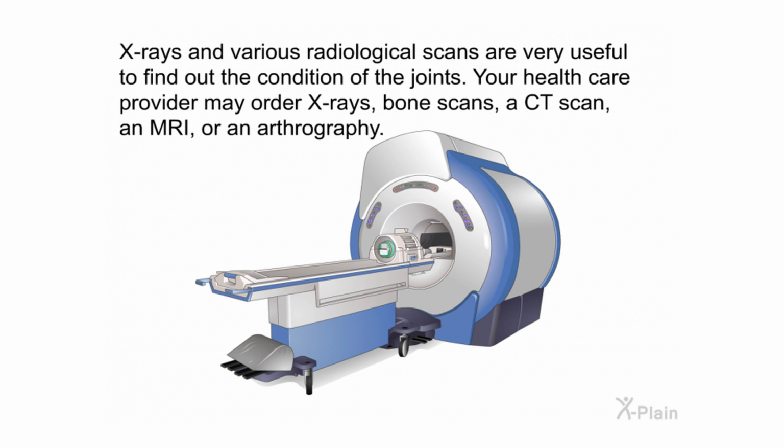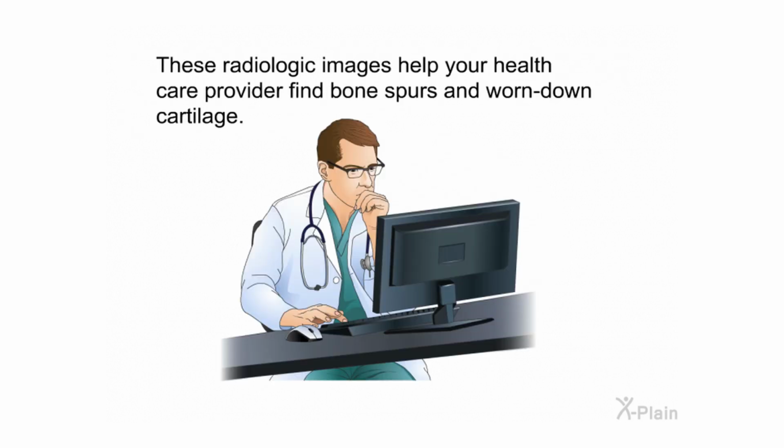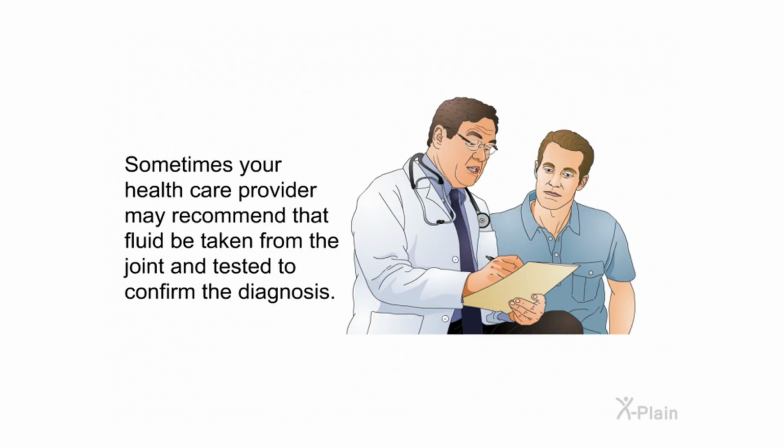X-rays and various radiological scans are very useful to find out the condition of the joints. Your healthcare provider may order X-rays, bone scans, a CT scan, an MRI, or an arthrography. These radiologic images help your healthcare provider find bone spurs and worn-down cartilage. Sometimes your healthcare provider may recommend that fluid be taken from the joint and tested to confirm the diagnosis.